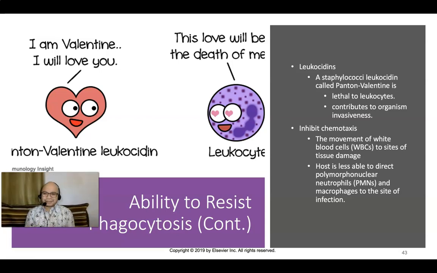There are also some factors that can inhibit chemotaxis. Chemotaxis is the ability of leukocytes to be attracted to substances produced by bacteria, such as the toll-like receptor. If chemotaxis is inhibited, the host is less able to direct the neutrophils, such as the PMNs, and macrophages to the site of the infection.